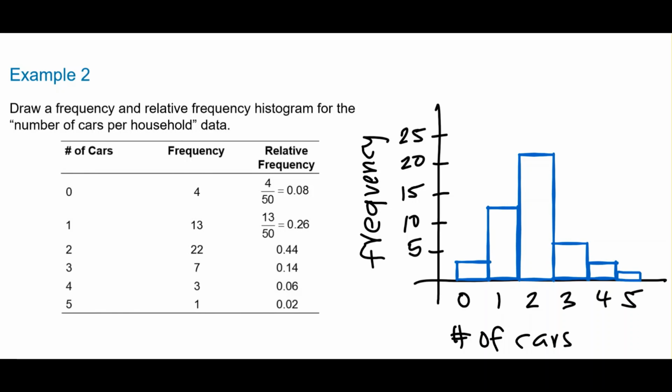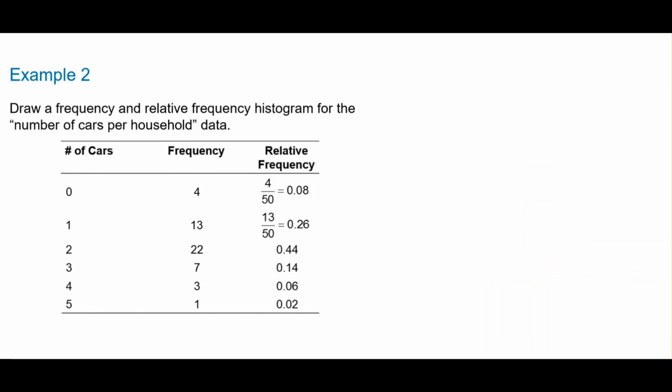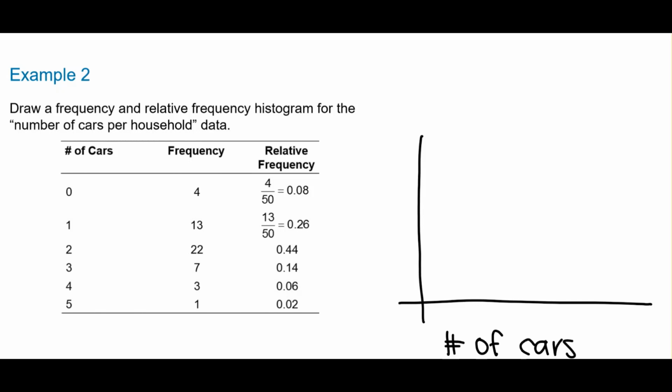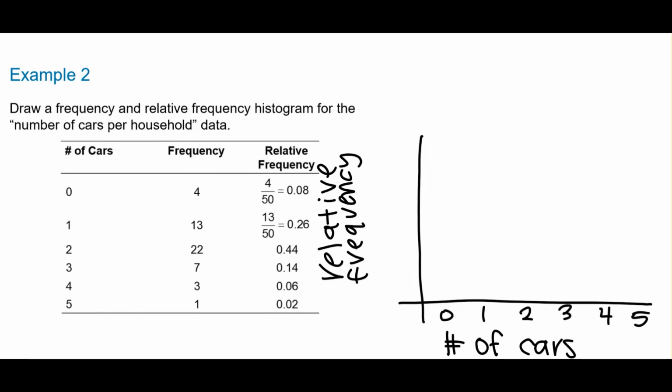Now let's draw a relative frequency histogram. We will have a vertical and a horizontal axis. The horizontal axis will be number of cars, and the vertical axis will be the relative frequency. We will place the data values for number of cars on the horizontal axis, and we will place the relative frequencies on the vertical axis. The relative frequency values can go from 0 to 0.44. Above each data value, we draw a bar that's the height equal to the relative frequency.